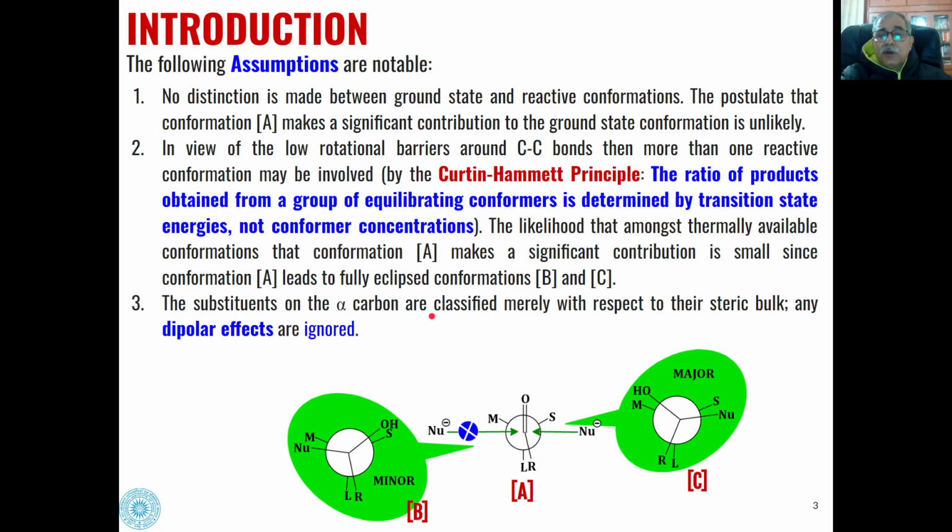Then, the substituents on the alpha carbon are classified merely with respect to the steric nature of those groups, rather than any dipolar effects present in the molecule. So we classify these as small, medium or large group in terms of their bulk, that is, how bulky these groups are, and we ignore the dipolar effects present in the molecule. So this is rather a big assumption which is made in Cram's rule.